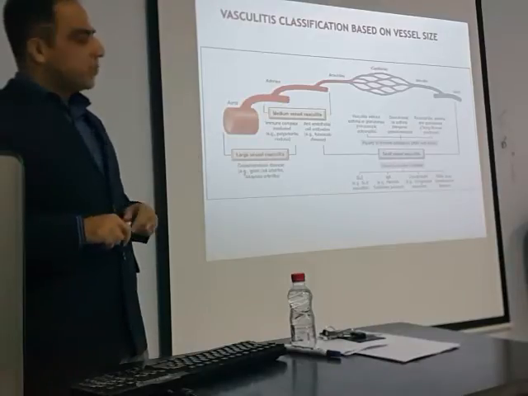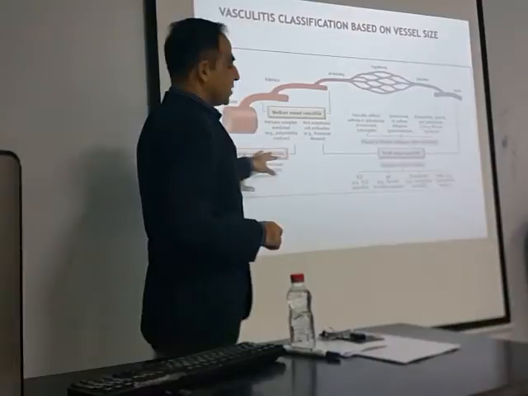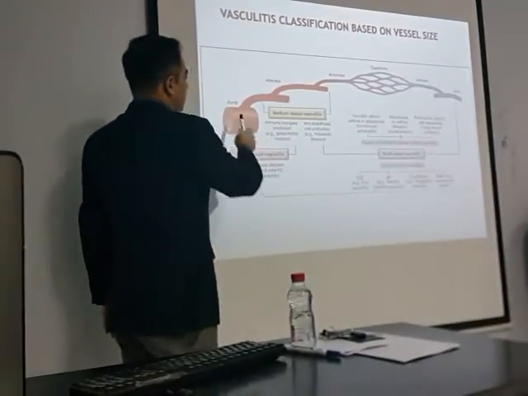So this is the diagram from Robbins pathology. You can see the large vessel vasculitis. Just concentrate. Aorta.